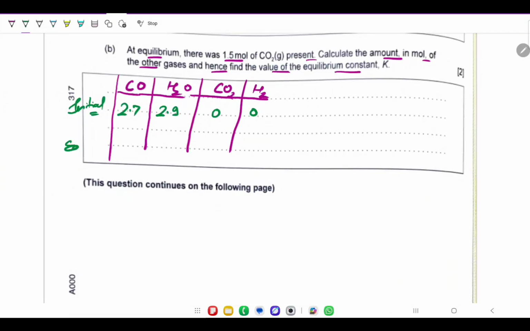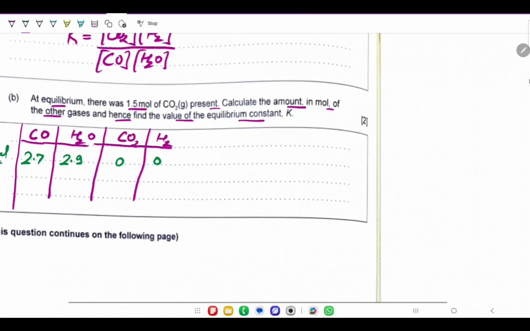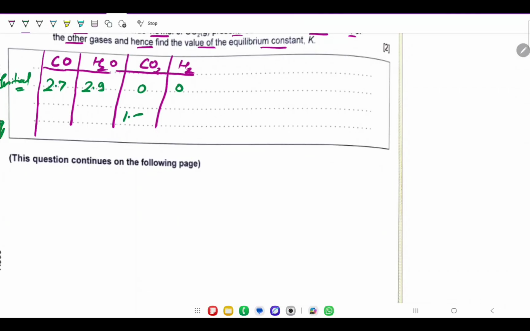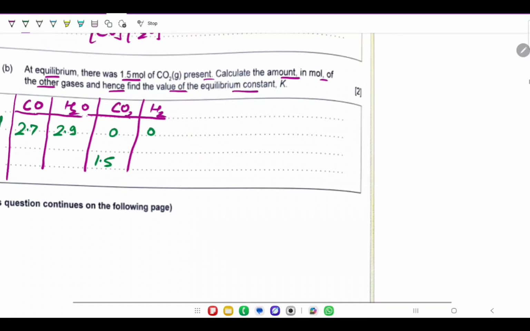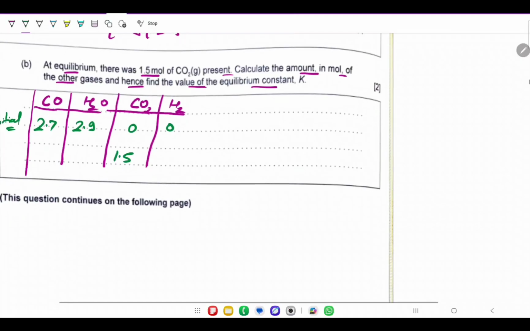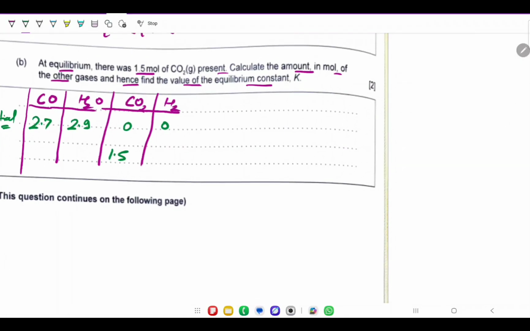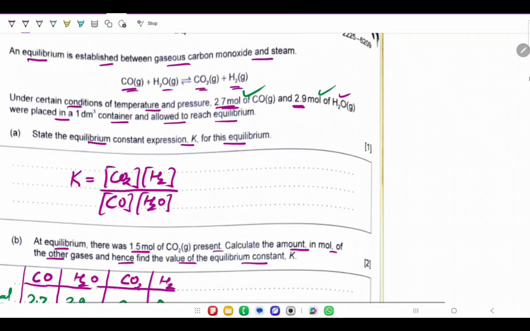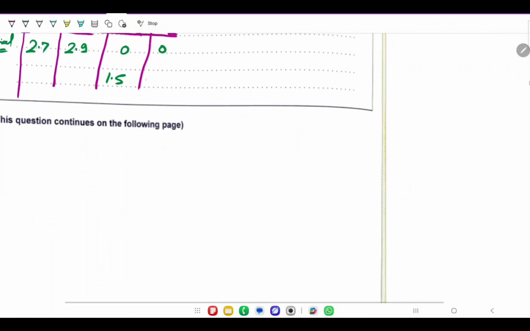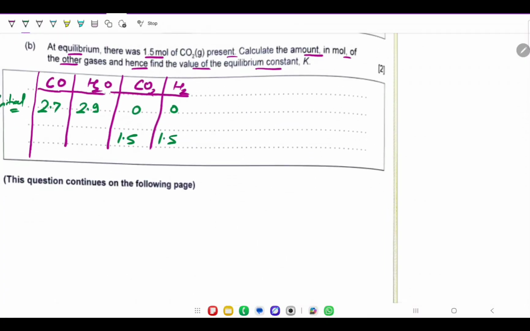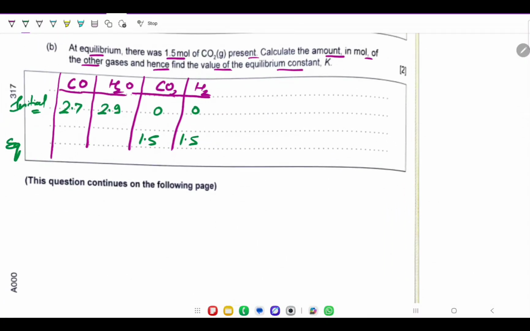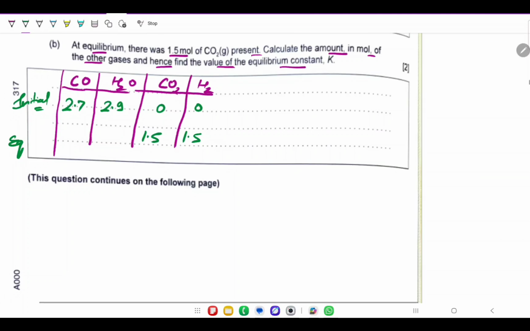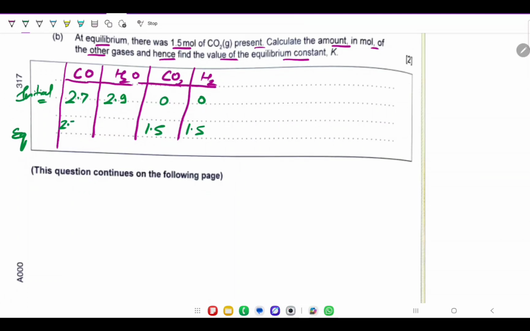And at equilibrium we found that 1.5 mole of CO2 is present, and since the volume is 1 dm3, concentration and moles will be the same. The equation is balanced, so in mole terms the ratio will be the same, and H2 will also be 1.5. Now CO and H2O will be used in the same ratio, that is 1.5 will be used. Therefore the remaining will be 2.7 minus 1.5, the remaining at equilibrium is 1.2.